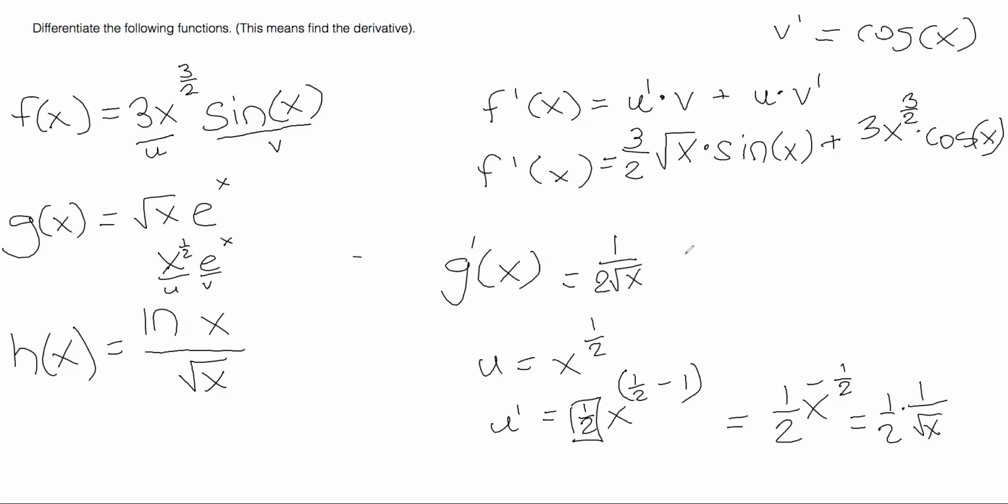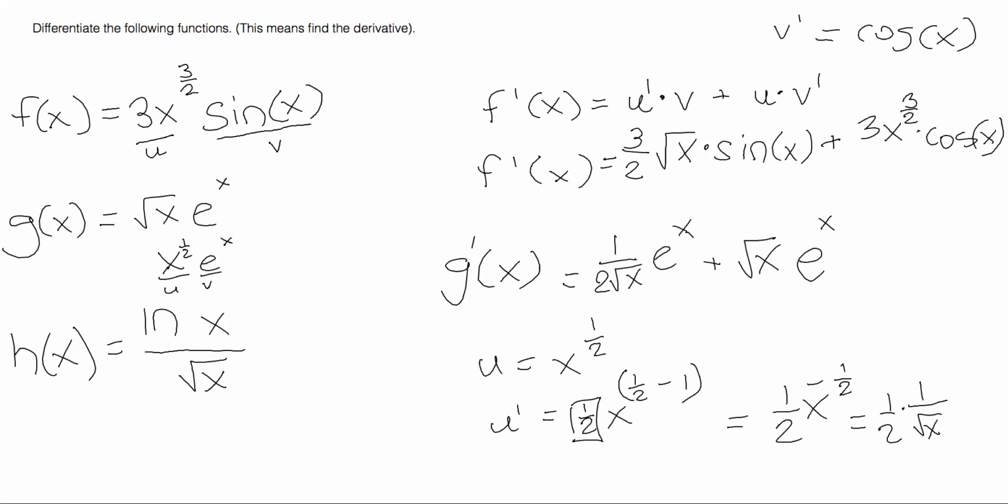And then, of course, we had e to the x. And then the second term, we remember that is just going to be u and then v prime. So we can write this as u to the 1/2, but I might just put square root of x instead to make it look a little bit neater. So we have square root of x times e to the x.